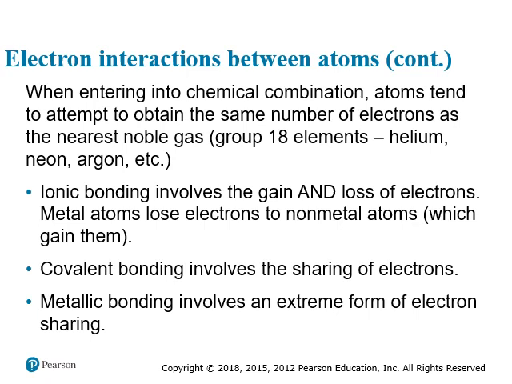In the case of ionic bonding, where we see a metal interacting with a nonmetal, the exchange of electrons involves the gaining and losing of electrons. Metal atoms tend to lose electrons, while nonmetal atoms tend to gain those electrons. In the case of covalent bonding, we don't see a gaining and losing, we instead see a sharing of electrons. And finally, in the case of metallic bonding, we see an extreme form of electron sharing.